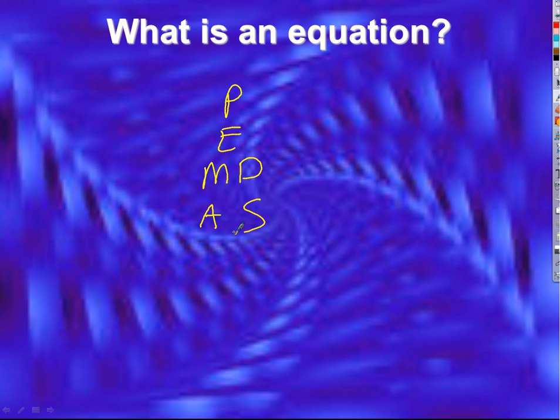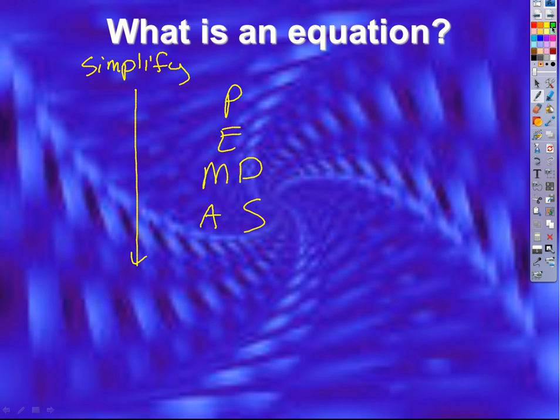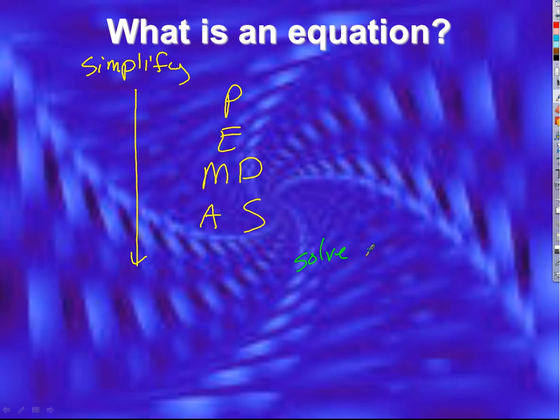So when we simplify, we used a normal top-down direction for order of operations. P comes first, then E, then MD, and then AS, right? But today, we're going to look at something a little different. If we want to solve or isolate a variable, and let's just call it X for now, it doesn't have to be X, we reverse the order of operations and we go bottom up.